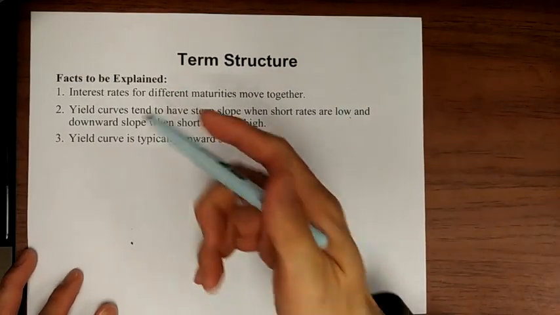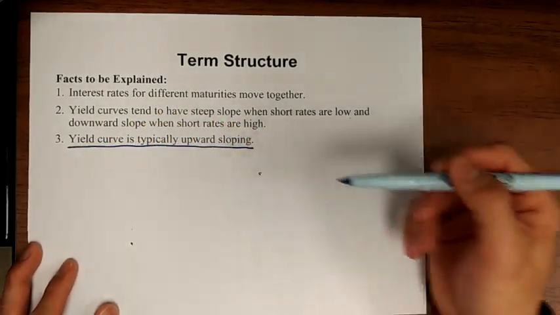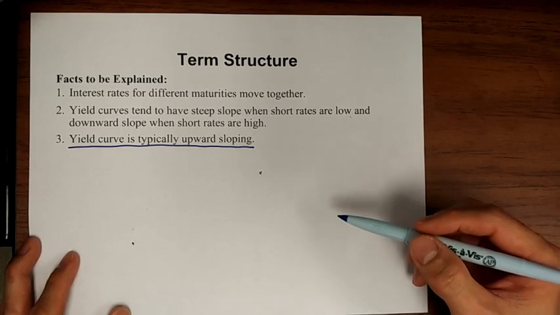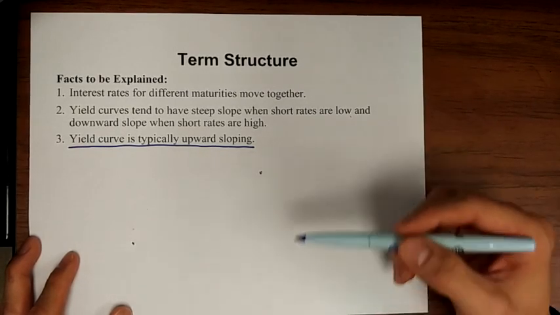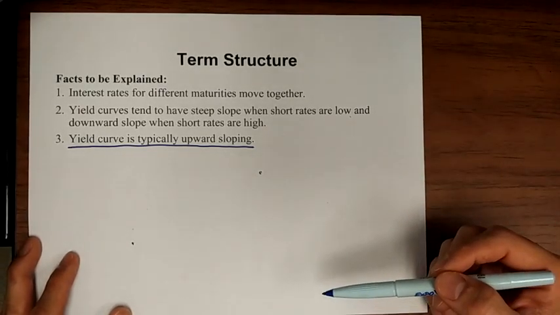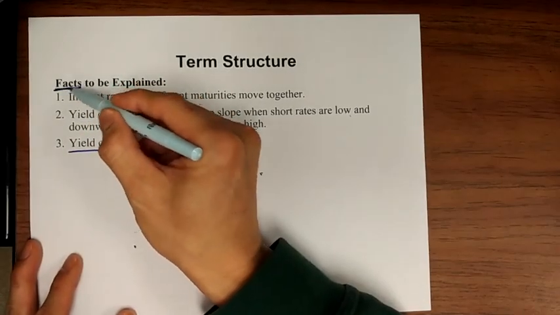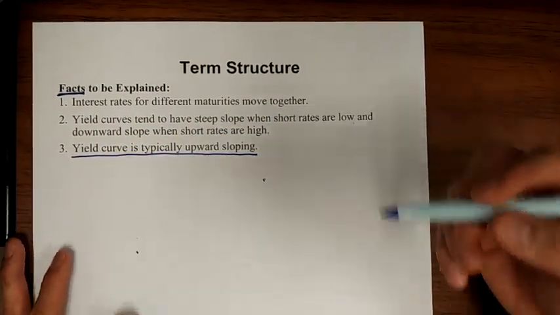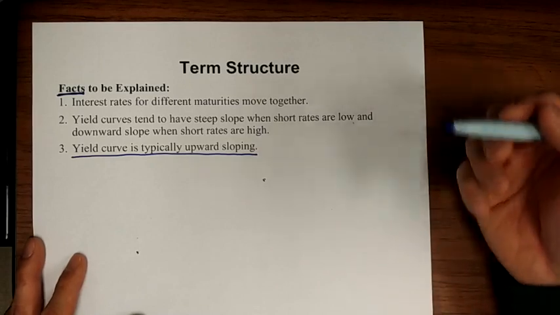The third fact is that the yield curve is in general upward sloping. Remember on the graph, most of the time the yield curve is upward sloping. So these are three facts that we can summarize from the observations of the yield curves on the market over time.